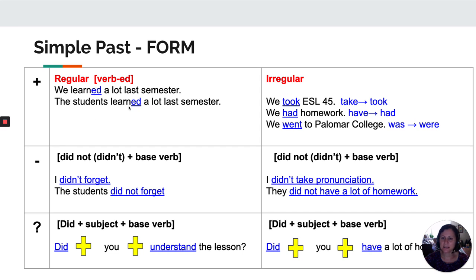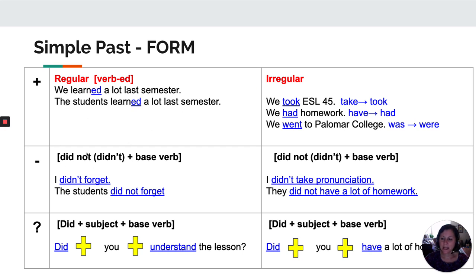You'll have -ed. However, we have a lot of irregular past tense verbs. Like take, the past tense is took. Have, had. Was, were. Or go, went. You can study these irregular verbs. You can find them all over the internet on websites, and I'll provide a link.